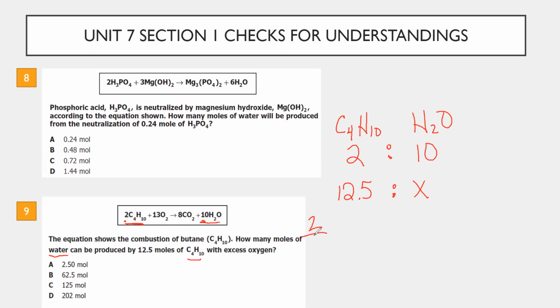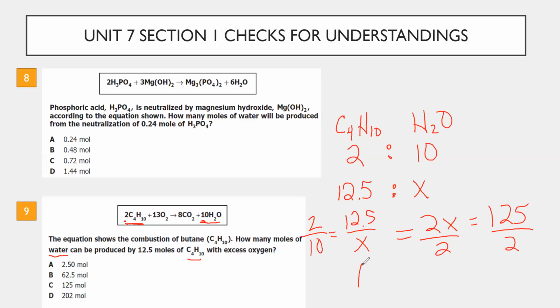Set it up. 2 over 10 equals 12.5 over x. 2 times x is 2x equals, and then 10 times 12.5. I'm sorry, 10 times 12.5 is 125. Solve for x. Okay, so we plug that into your calculator. You're going to get 62.5 moles of water. And 62.5 moles. There it is.